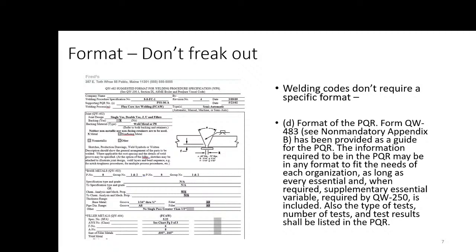So that tells you, on your PQR, you need these variables, you need all the essential variables, and if there's impact testing, you need supplementary essential variables, and on the last page, you're going to throw in the number of tests and the test results shall be listed.